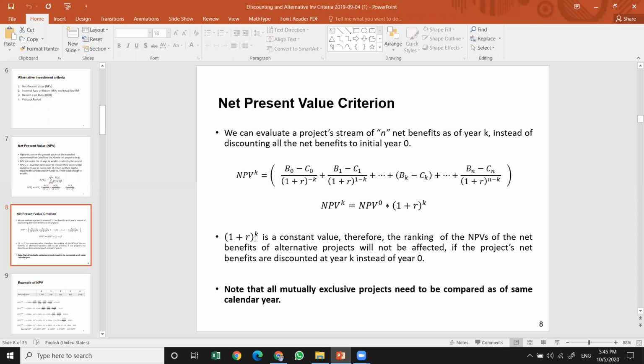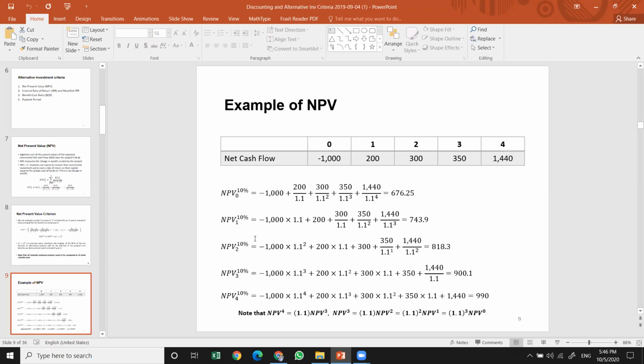Therefore, the ranking of the NPVs of alternative projects' net benefits will not be affected if the net benefits are discounted at year K instead of year 0. So we should take into consideration that all mutually exclusive projects need to be compared as of the same calendar year. Here we have different calculations of NPVs for different years, and we just want to apply this formula. Minus 1,000 is the investment cost, 200, and so on. But let me illustrate it in Excel so that you can understand better.